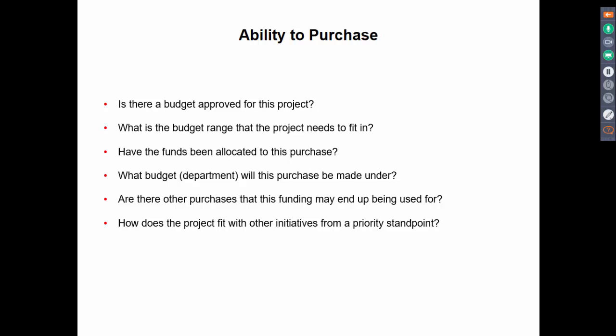And people just say, well, the range is 50 to 75,000. They'll just tell you. Whereas if you said, how much money do you have to spend on this, they would say, well, it depends how much it costs. Have funds been allocated to this? What budget will this purchase be made under? Are there any other purchases impacting this?